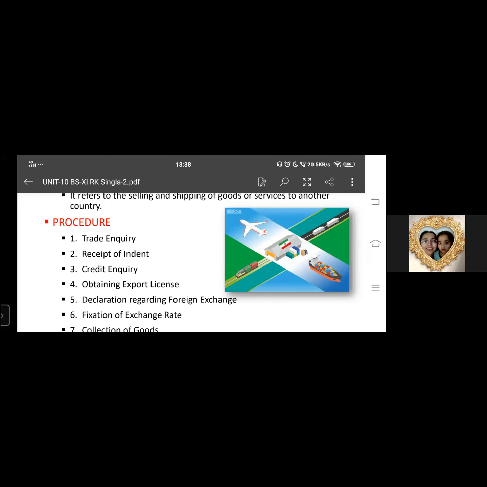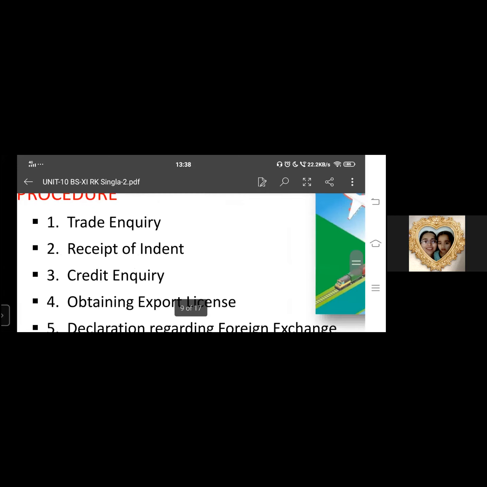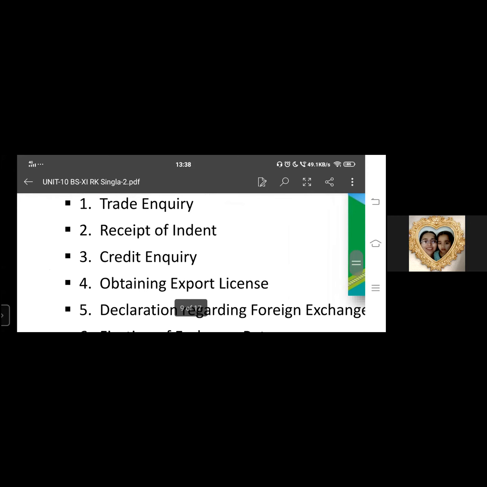Okay, second point is receipt of indent. After having done the trade inquiry, the importer sends the indent. Indent means order. Importer send karega indent kisko? To the exporter. So in this indent, the name of the product, type, price, quantity, packing method, time of sending goods, insurance instructions, payment methods, etc. are mentioned.